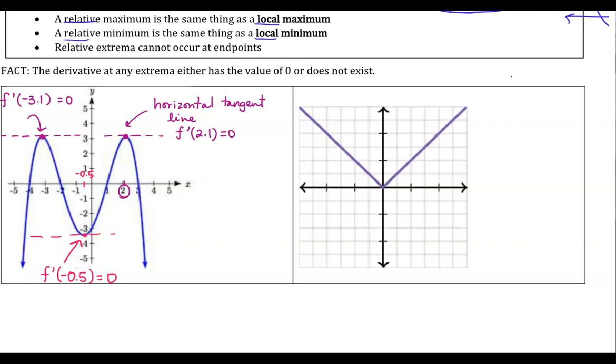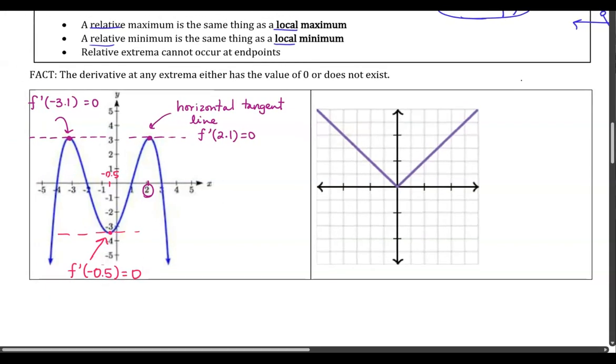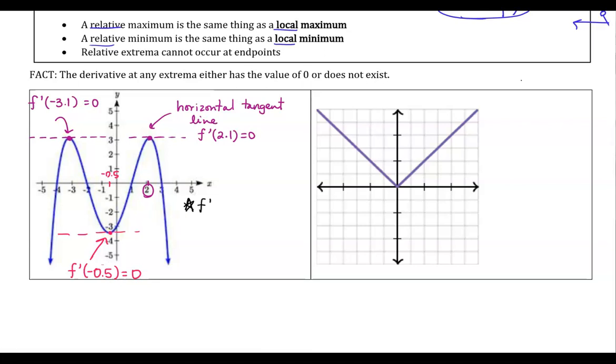So the point of all three of those points, the examples that we wrote there, is that the derivative equals 0 at extrema. So if you want to find extrema, we should find where the derivative is equal to 0.